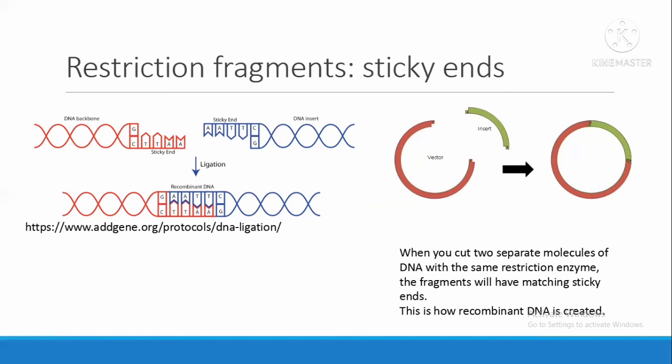When you cut two separate molecules of DNA with the same restriction enzyme, the fragments will have matching sticky ends. This is how recombinant DNA is created. Here we look at the colors, blue, red and green. This is complete recombinant DNA because some of the DNA is the vector, in red color, and the insert, in green color.